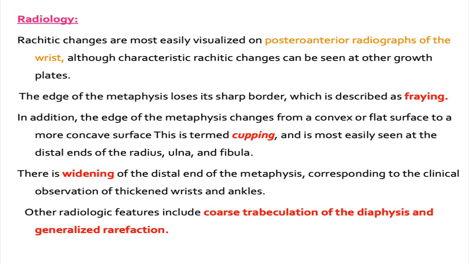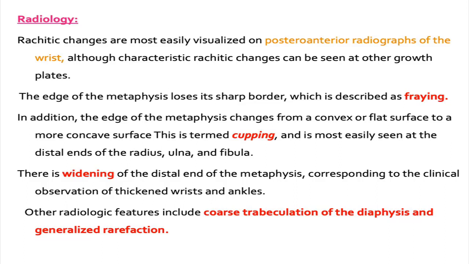Regarding the radiology, this is very, very important and essential in the diagnosis of rickets. Rachitic changes are most easily visualized on the posteroanterior radiograph of the wrist, so we do an X-ray of the wrist. Although characteristic rachitic changes can be seen at other growth plates, we may see it in the knee, we may see it in the hip, or in other places, but we use the X-ray of the wrist because it is more evident and it is away from the body to decrease the effect of the X-ray on the other parts of the body.